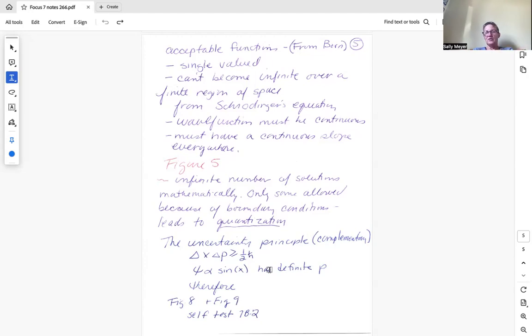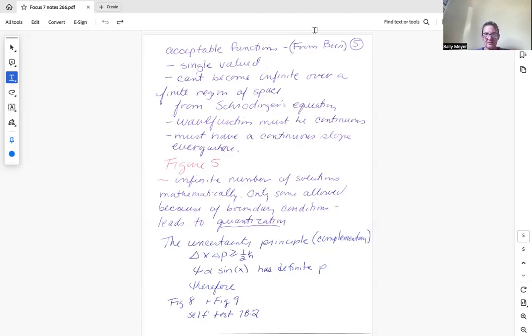So you have more than one probability, and that wouldn't make any sense. So the functions that we use are going to have to be single valued. They can't become infinite over a finite region of space, because then they would say that we have an infinite probability of finding a particle there. And then from Schrodinger's equation, the wave function must also be continuous, so that the second derivative is continuous, and it must have a continuous slope everywhere.